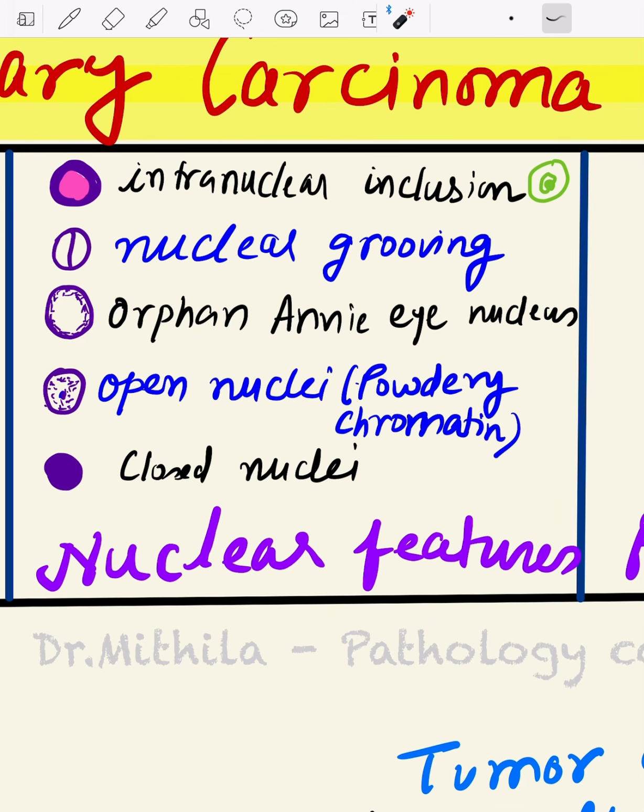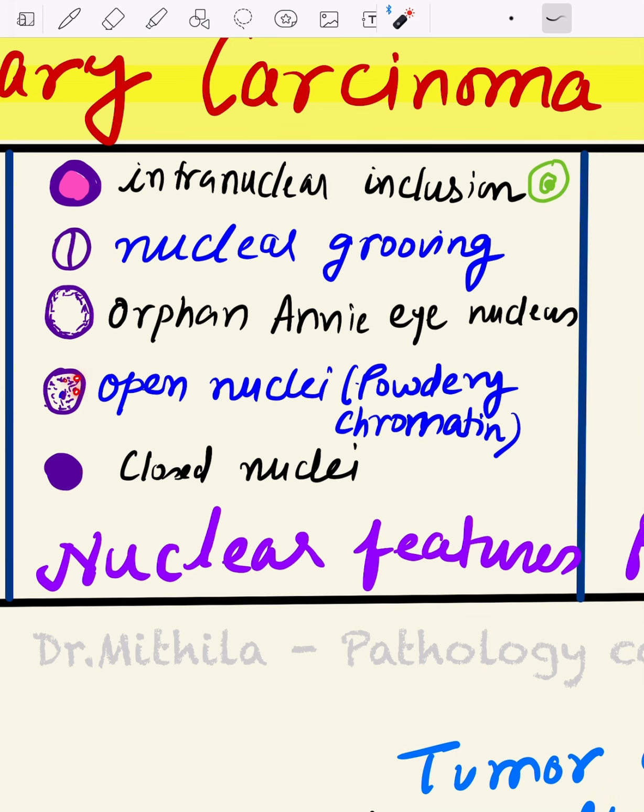The second, because of the folding of nucleus, will be nuclear grooving. So nucleus has folded. So this fold is seen as a fine line which crosses the nucleus. So this is nuclear grooving. Again, very important feature of papillary carcinoma thyroid. Then the chromatin in the PCT tumor cells can be transcriptionally active. In that case, it appears like open nuclei.